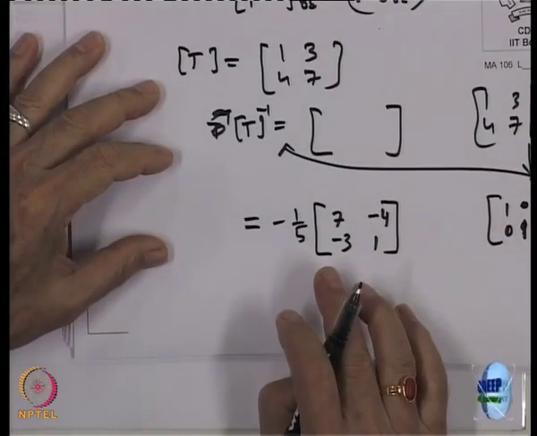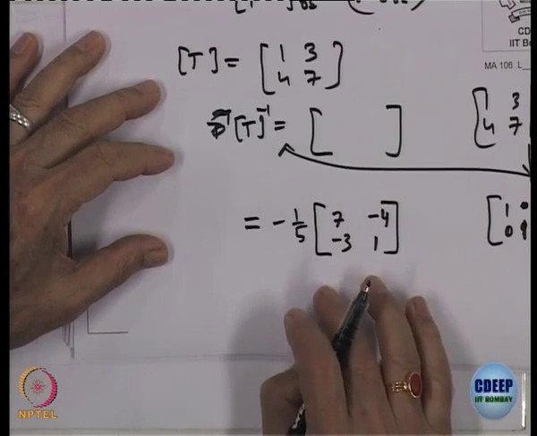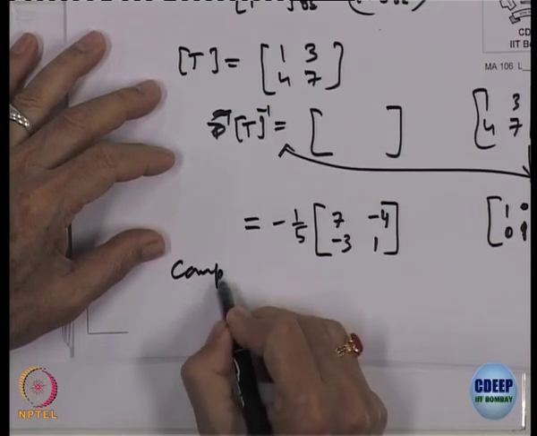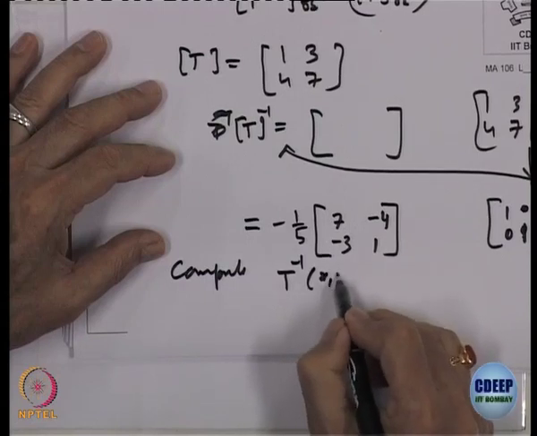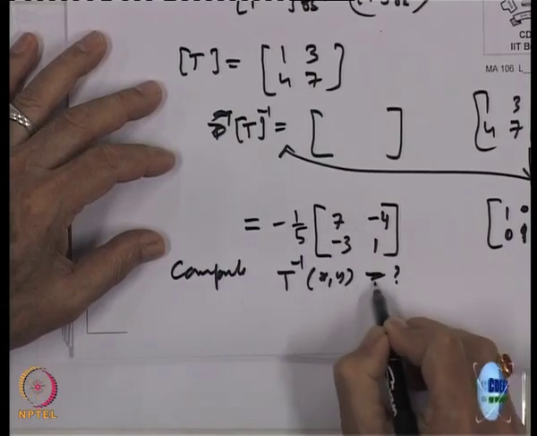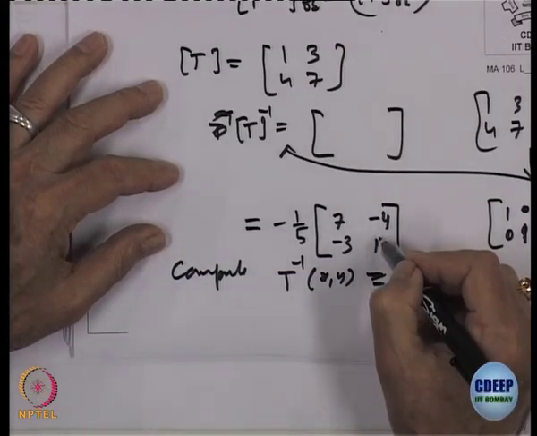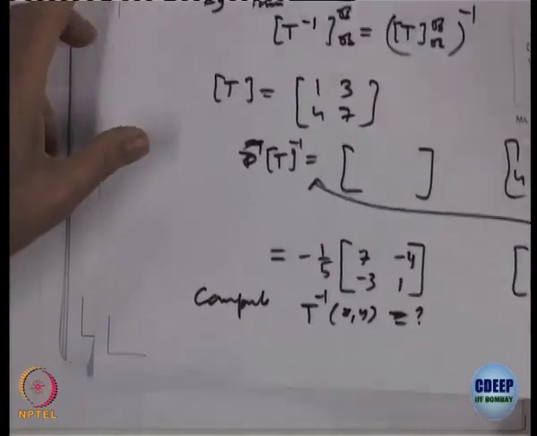Now, not only have I found the inverse matrix, I can now find my inverse linear transformation. So, let us compute T inverse of (x, y). What is that equal to? I can even do that, because I have already gotten the matrix of it. So, what is T inverse of (x, y)?